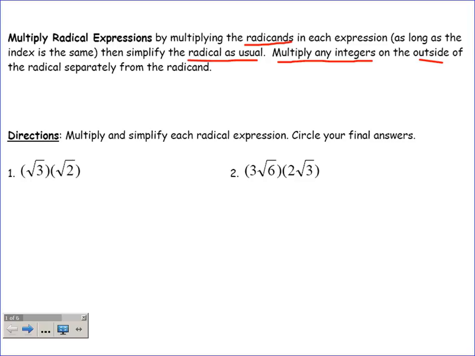So here's the deal. If you have a square root, there could be some number out here. That number, as it says here, is called an integer. And this number on the inside actually has a really cool name called the radicand. Okay? I think the word radicand is really a pretty neat name.